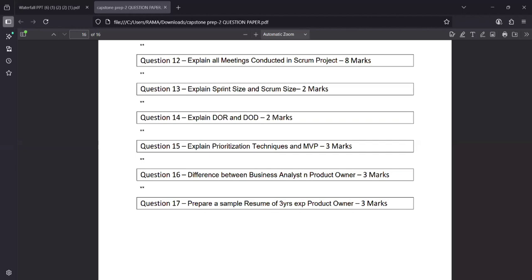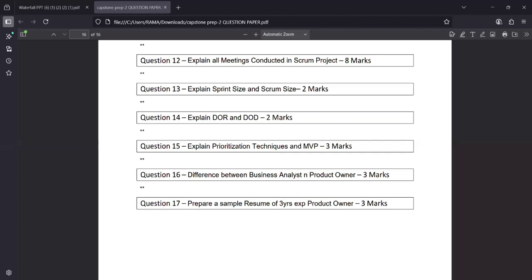If the sprint size is 2 weeks, the team plans and completes work within those 2 weeks only. From the 1 to 4 weeks, the team decides it will be 2 weeks, and whatever they plan, they need to complete within those 2 weeks only.